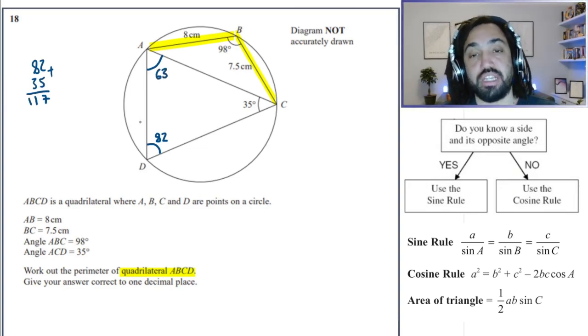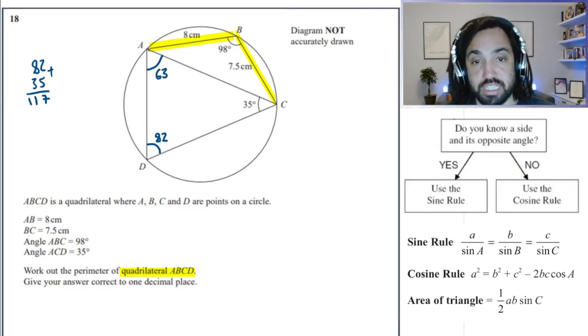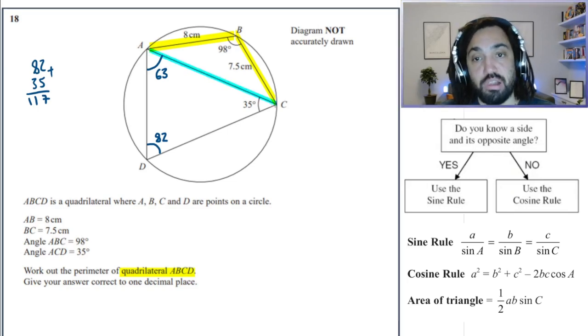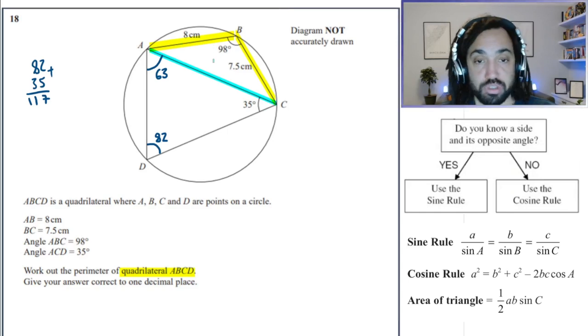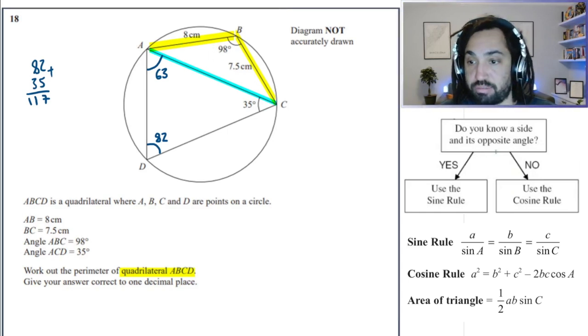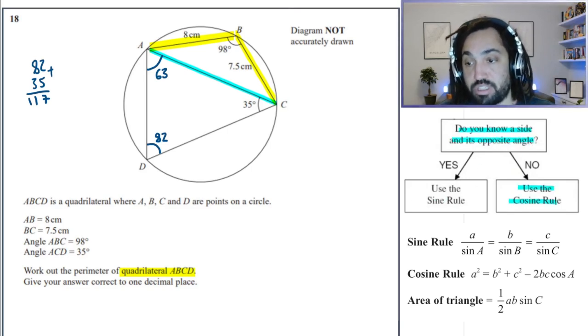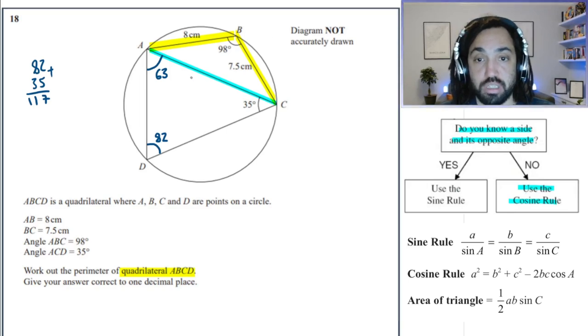Okay, but we're going to need a side length. So we're going to need that side length to come from the other triangle. So this side length here we're going to use. Looking at this top triangle here, do we have a side and its opposite angle? Well, no we don't. So we need to use the cosine rule on that top triangle.